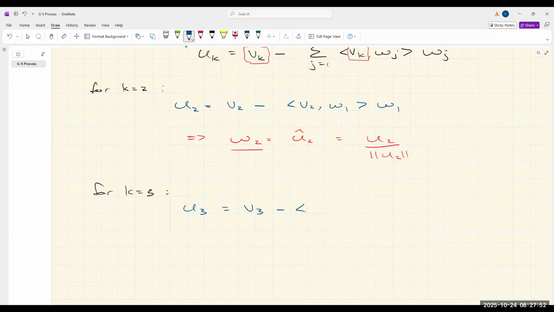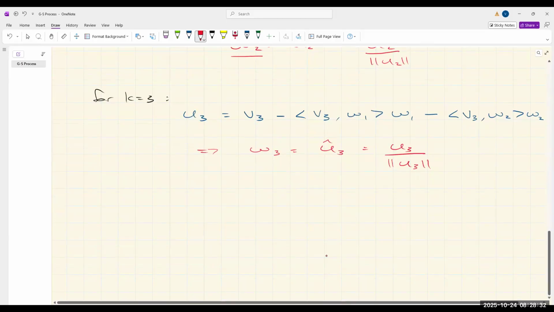So we're going to subtract from V3 the inner product with W1, and I'm going to multiply this number by W1. And then I'm going to subtract as well V3 with, how many W's do I have? Two of them. So I'm going to subtract V3 with W2 and scale it by W2. And that gives me U3. And once I have U3, I can get W3. W3 is just U3 hat, which is U3 divided by the length of U3. And so on.